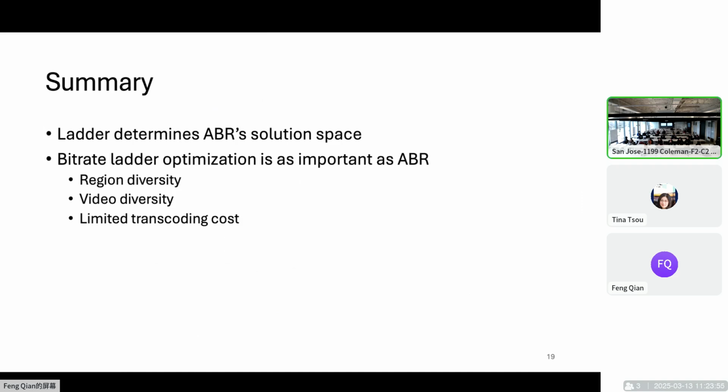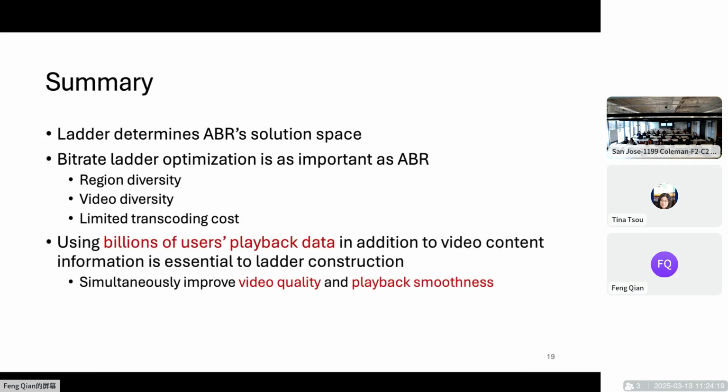Yes, we do also have a component which I didn't have time to cover. We try to predict the popularity of the video. Depending on the popularity, we have different streaming strategies, including the transcoding strategy. But I just didn't have much time to talk about such details. Yes, we do consider the popularity of the videos.